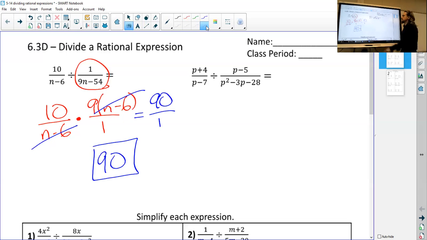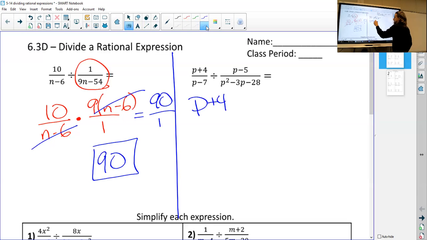Okay? All right, so let's try our second example here. On the left-hand side I can't do anything, so I just copy it over: p plus 4 over p minus 7. Don't ever flip the first fraction. You don't have a choice which one you're going to flip. If you flip the first fraction instead of the second, your answer is going to be completely upside down, which is wrong. I'm going to make this multiplication.